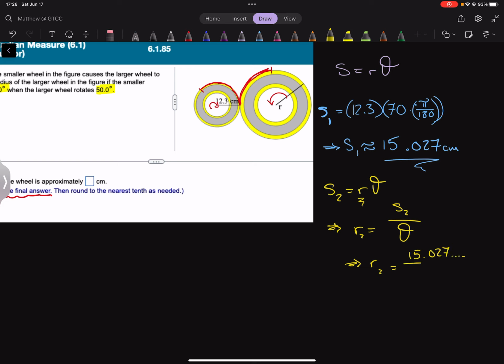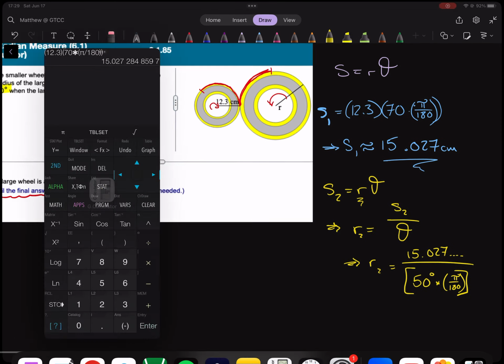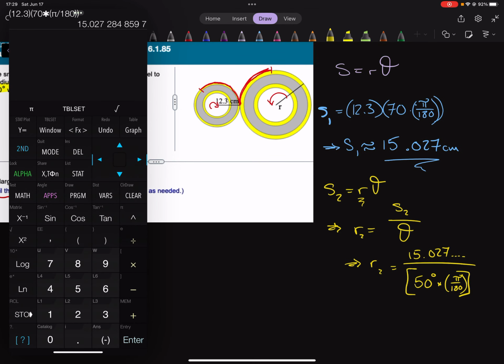R sub 2 is going to be equal to 15.027 and some change, divided by, we'll put this whole thing into parentheses, the amount of rotation. That's just going to be 50 degrees, multiplied by pi over 180. That should convert that to radians, and we're going to reuse that arc length. Take a look at how I do that with the calculator. This will work on any calculator. You can just reuse that answer.